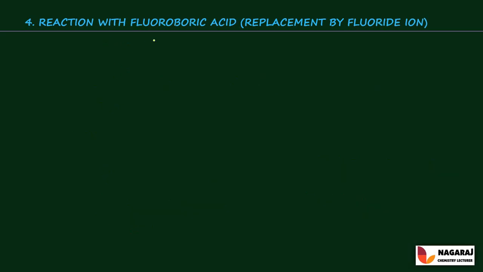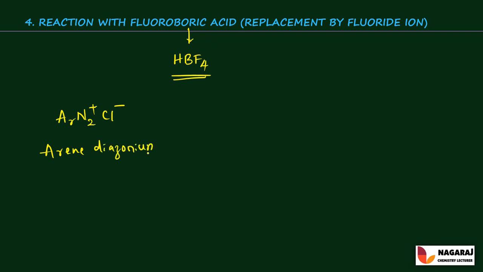And the next reaction is with fluoroboric acid. The formula for fluoroboric acid is HBF4. So this arene diazonium chloride, that is ArN2+ Cl-, is called arene diazonium chloride. This arene diazonium chloride is treated with HBF4, that is, fluoroboric acid.